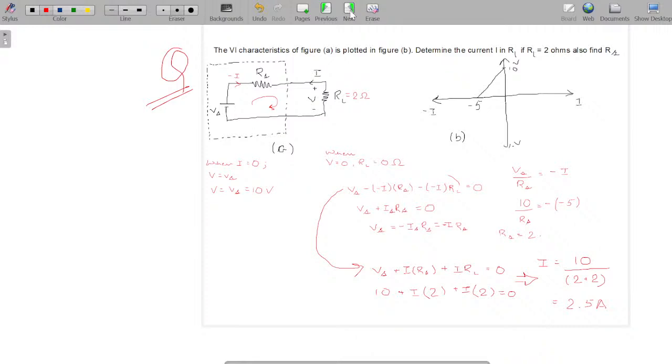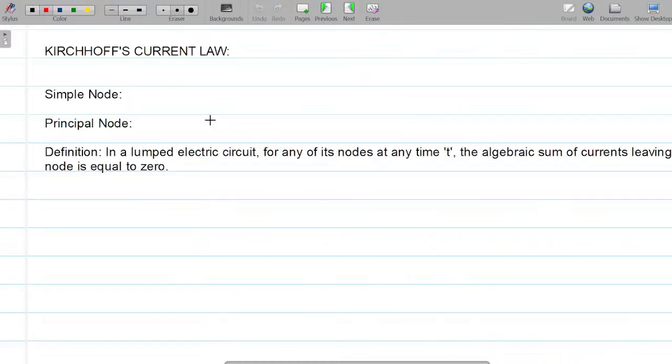Okay, this was in continuation to yesterday's topic. Moving on, today we'll be starting afresh with Kirchhoff's current law and Kirchhoff's voltage law, and we'll try and finish nodal analysis. Right. So before knowing what is Kirchhoff's current law, we need to understand what is a simple node and what is a principal node. Principal, the spelling is wrong here. Okay, it is P-L-E.